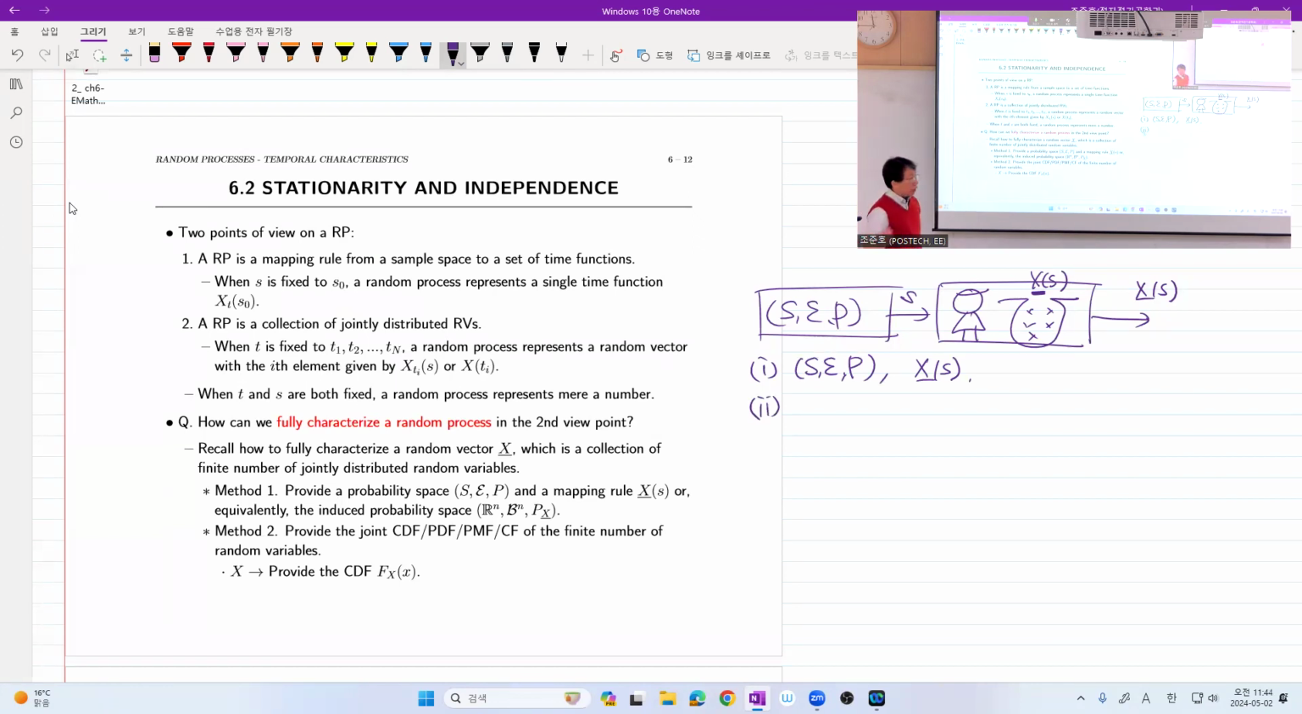So if the entries of this random vector are real valued, then what do we do? We somehow group this box and view that as a new random experiment that has n-dimensional real space R to the n as the sample space, and then the Borel sigma field corresponding to this R to the n as the event space, and then we have the induced probability measure.